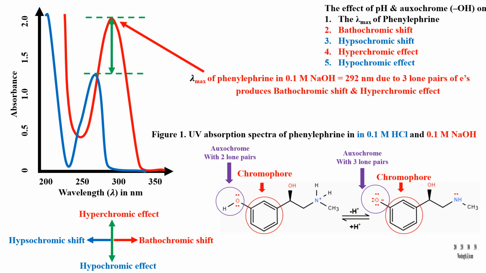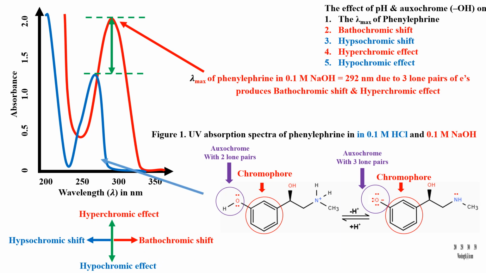You can see that the lambda max is shifted towards longer wavelength, that is towards the right side, that is at 292 nanometers, and also there is increase in the intensity of absorption. So under basic conditions, phenylephrine produces both bathochromic shift as well as hyperchromic effect. So this is the curve what you get under basic conditions.